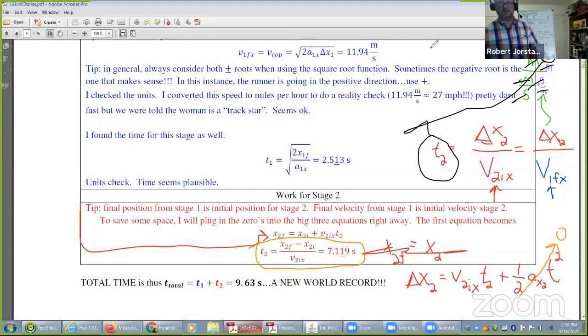Let's stop the screen share there. I'll wait just a second, just in case. Any questions, go ahead and unmute. I can't see everybody right now. All right.